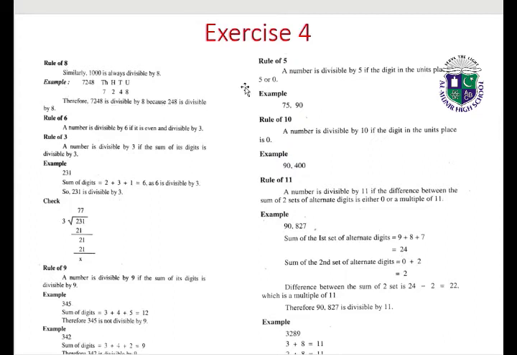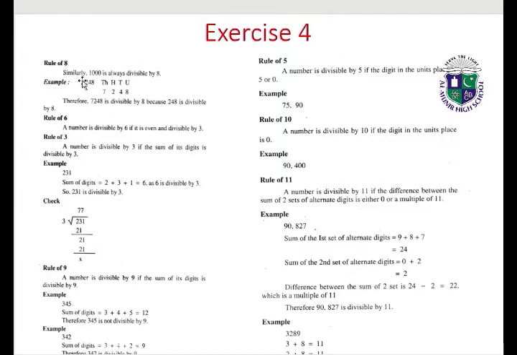Rule number 5: a number is divisible by 5 if the digit in the units place is 5 or 0, like 75 or 90. Rule number 6: a number is divisible by 6 if it is even and divisible by 3. Rule number 3: a number is divisible by 3 if the sum of the digits is divisible by 3.